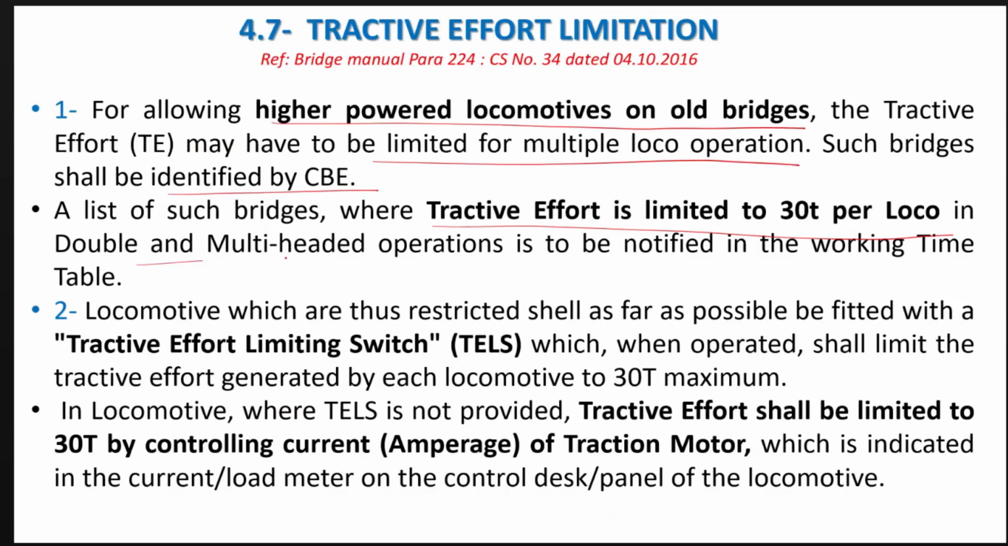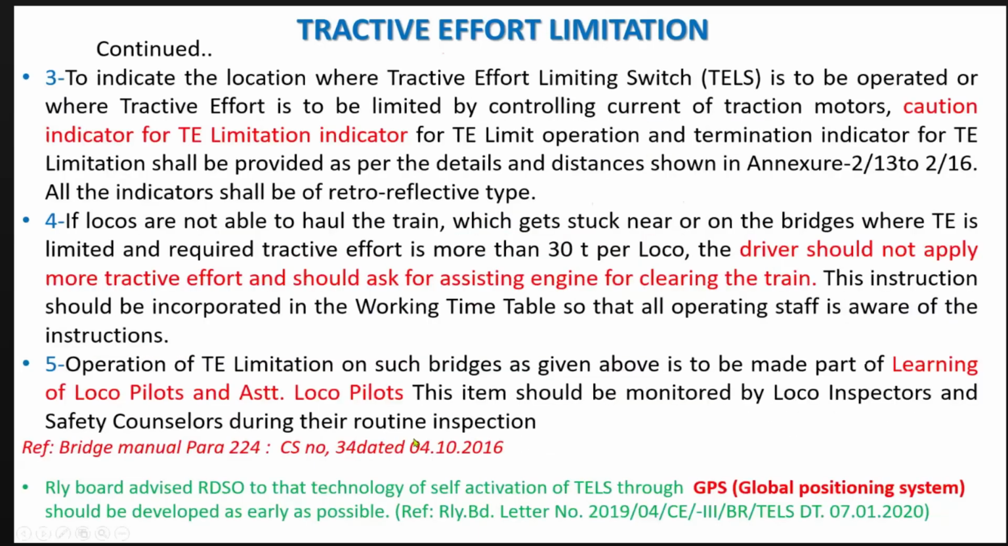In double and multiple heavy operation, it is to be notified in the working timetable. Locomotives which are thus restricted shall be fitted with a TLS switch which, when operated, shall limit the tractive efforts generated by each locomotive to 30 ton maximum. In locomotives where TLS is not provided, tractive efforts shall be limited to 30 ton by controlling the current amperage of traction motors. So for those where TLS is provided, a caution indicator has to be given.